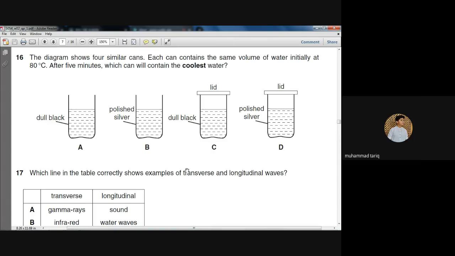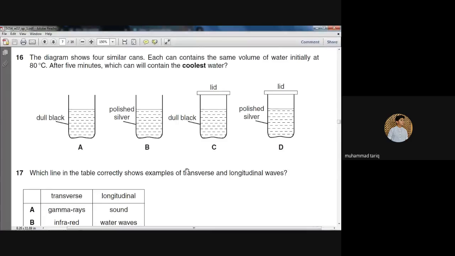The one, A part, has no lid on it, plus it has a dull black color outside. Because the dull black color will be a very good radiator of heat, plus it has no lid on it, so through evaporation the heat will be lost. So the fastest loss of heat will be in the container which has a dark black color outside and has no lid on it. So the choice is A. Question number 16, A is the answer.